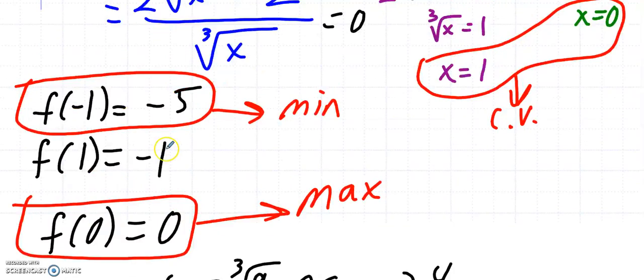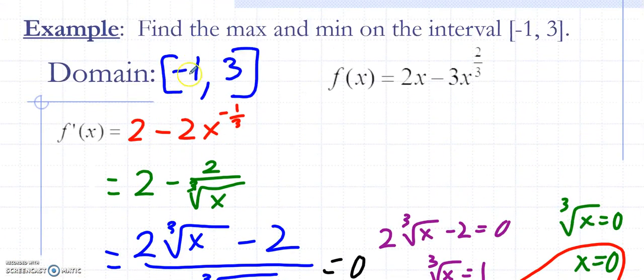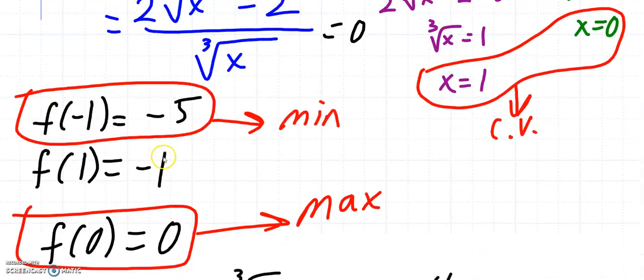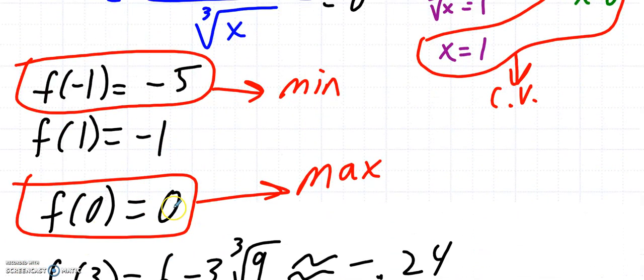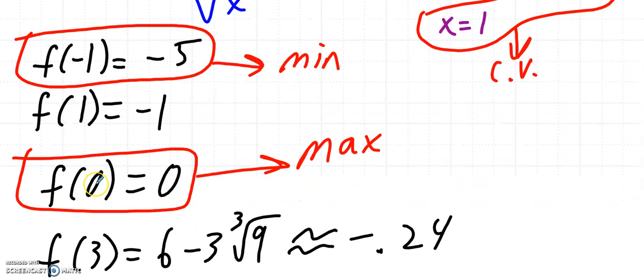It is not a relative minimum because we were only looking on the interval -1 to 3, and that was one of the endpoints. That would be on a closed interval. But f of 0 equals 0, that is an absolute maximum and a relative maximum because 0 is within the open interval -1 to 3.